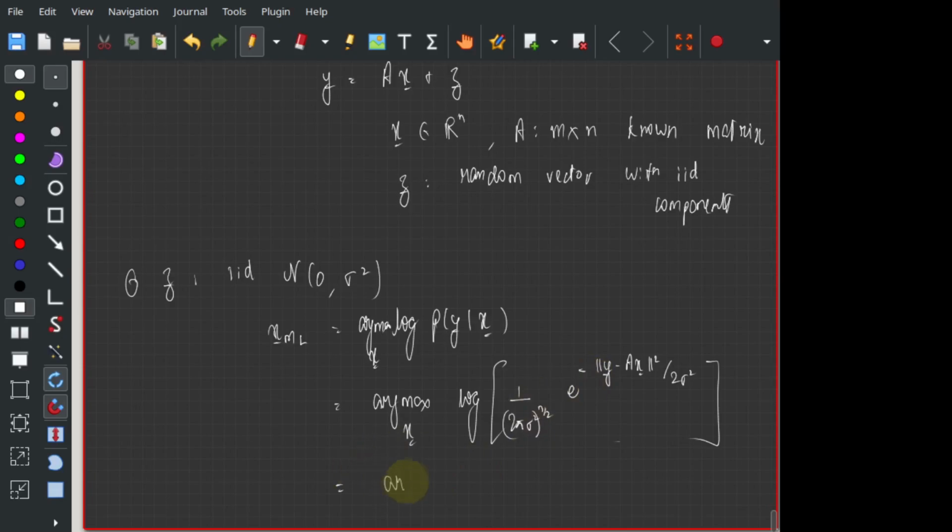So this is just argmin over all x of norm of y minus Ax the whole square, or argmin of norm y minus Ax. This is a convex function, and therefore it's a convex optimization.